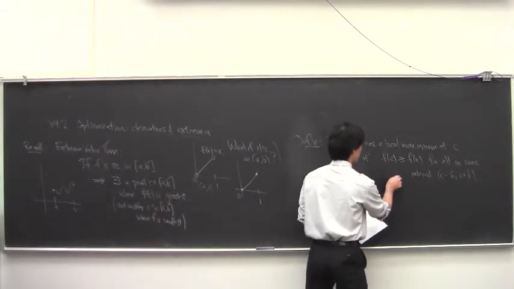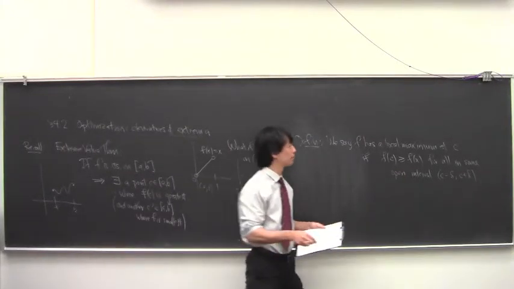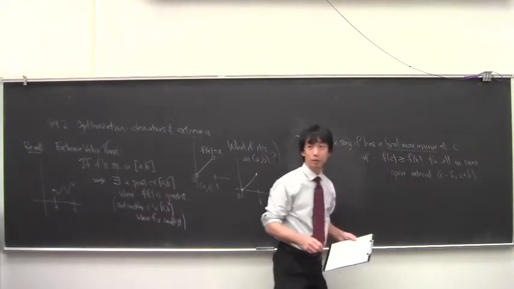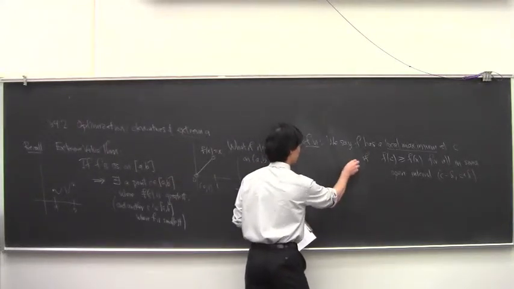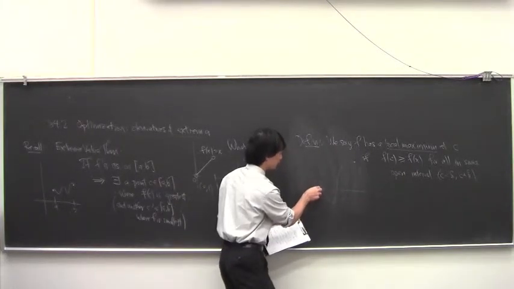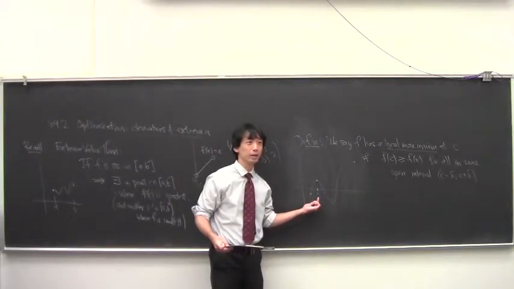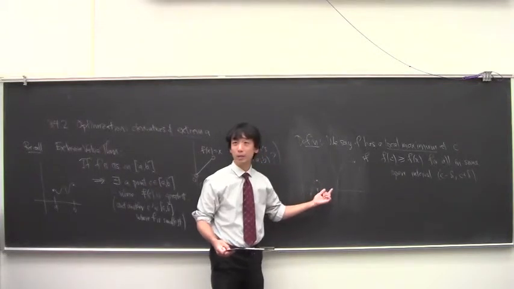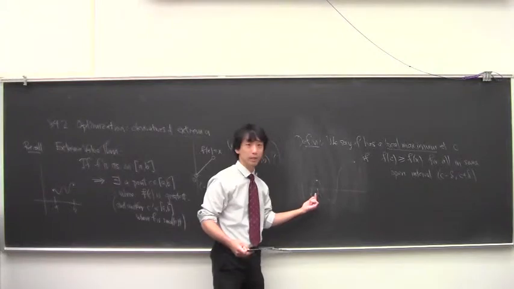In some open interval, C minus delta, C plus delta. So local maximum, right? Here you have some function, and this point C here would be a local maximum. It's not the greatest value that f spits out, but at least locally it is the greatest value.